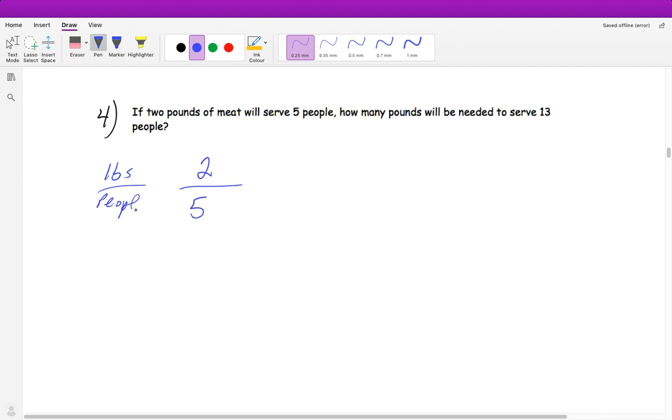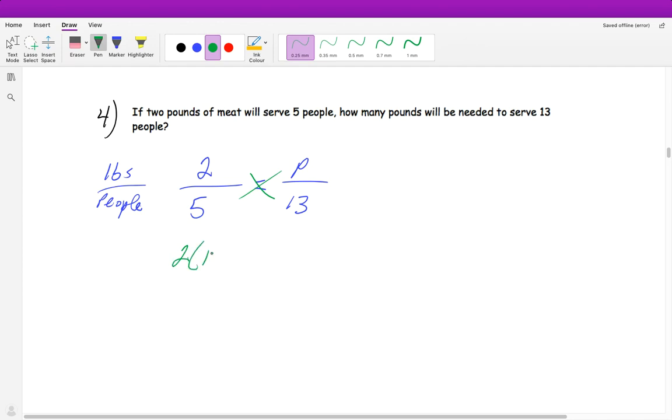So that means that I need to do the exact same ratio when I'm doing my next one for this to be valid. If I did people over pounds, I'm not being consistent anymore. I'm comparing them in 2 different ways. So I don't know how many pounds, so I'm just going to do P for pounds over top of 13 people. All right, so now we can go ahead and cross multiply.